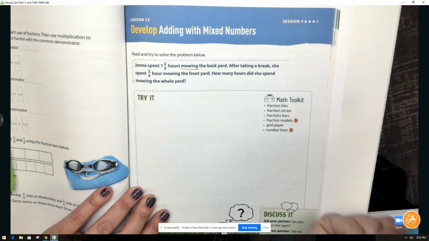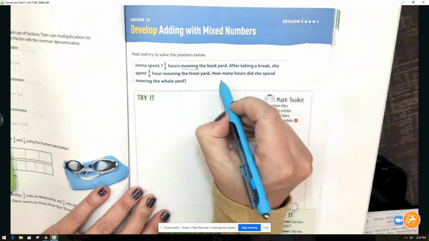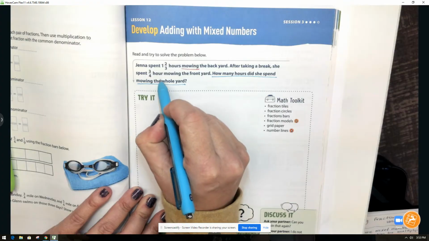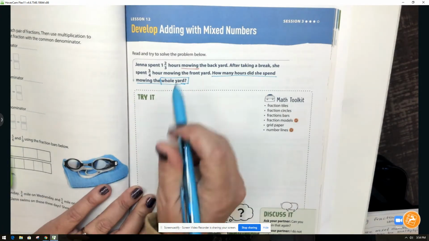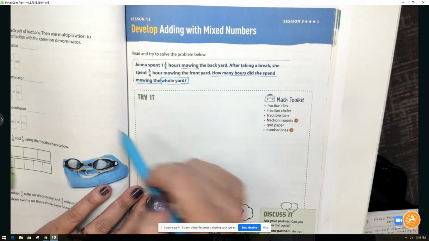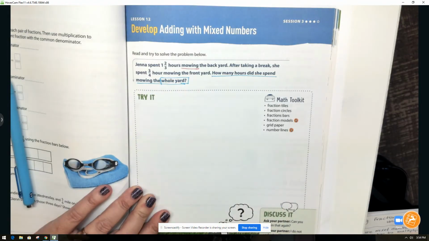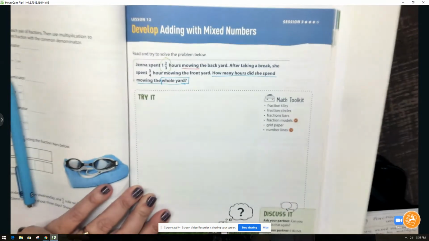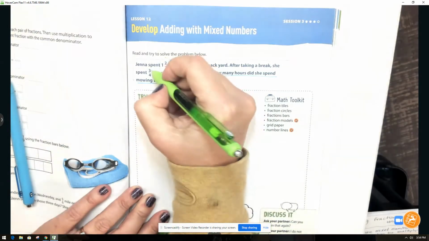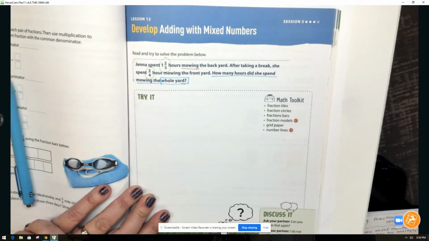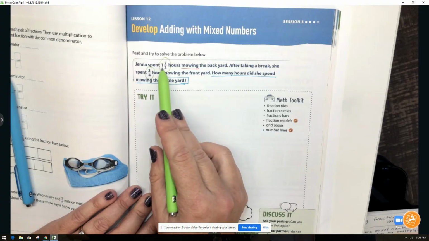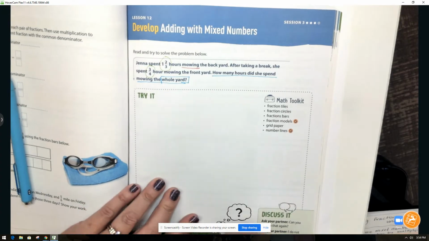So what is it that we're trying to find out? What is it that we need to solve? We need to find out how many hours she spent mowing the whole yard. Not just the backyard, but the backyard and the front yard combined. So we need to know what is the important information. In this case, we know that she spent 1 2/3 hours mowing the backyard and 3/4 of an hour mowing the front yard. So to solve this, we're going to follow the same steps, but the only thing that's a little bit different is we have this whole number 1. So we're going to talk about that.